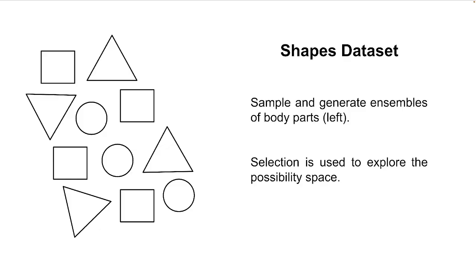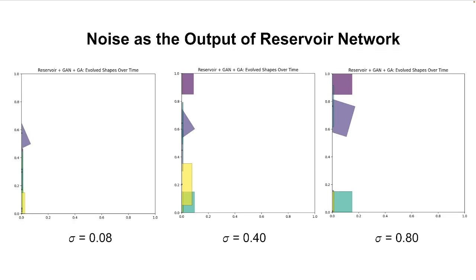So our shapes data set is put into the pipeline. This shapes data set is sampled, and the pipeline generates ensembles of body parts. And you can see here on the left that this is our ensemble, and we will see examples of the ensemble in a latent space later. And then selection is used to explore the possibility space. So we use selection to explore and refine the space to get the most fit output or the most fit ensemble given our criterion.